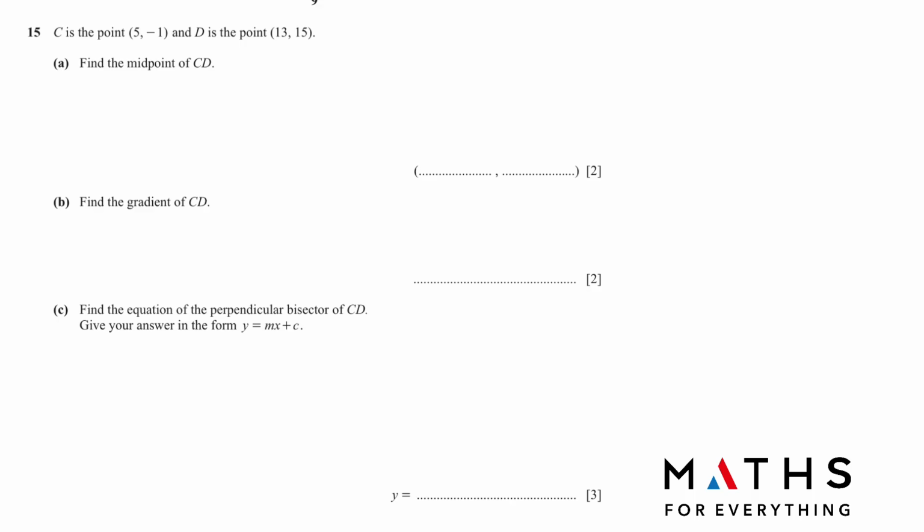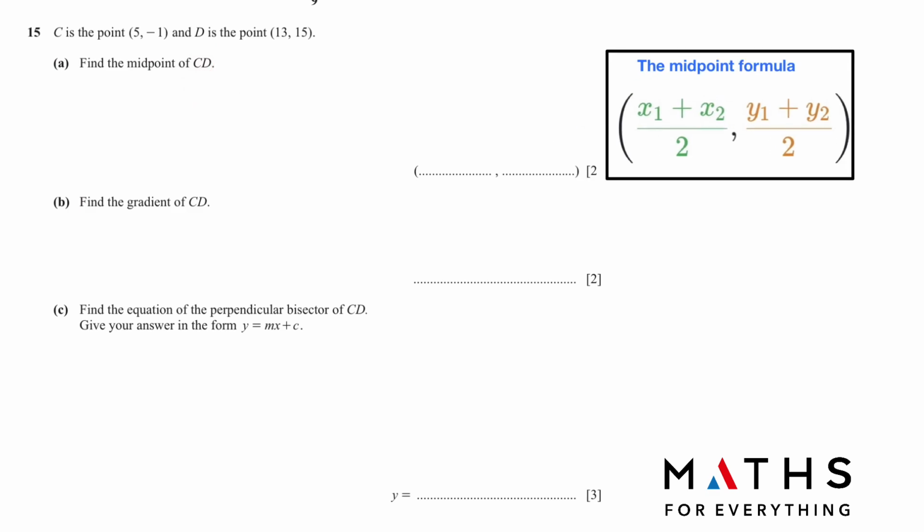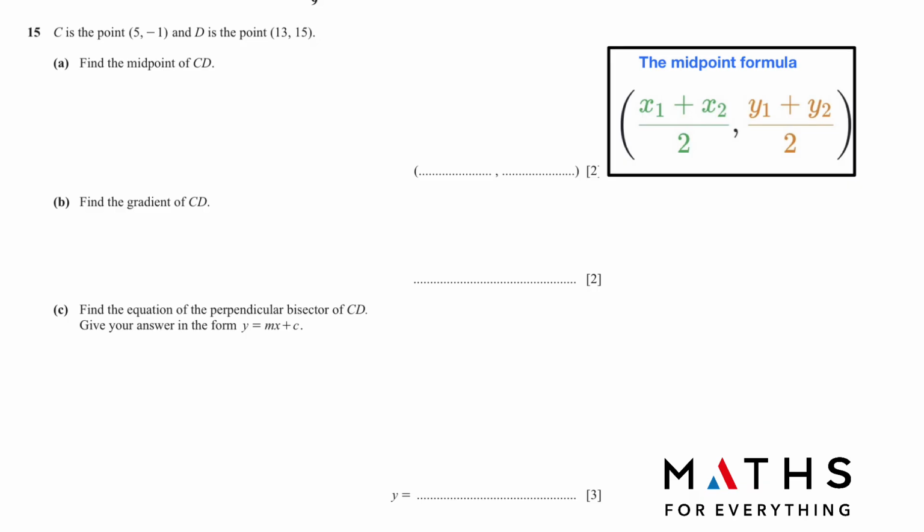Question number 15. C is the point 5, negative 1, and D is the point 13, 15. Find the midpoint of CD. To find the midpoint of CD, we use the midpoint formula, which is we add the x values and divide by 2, add the y values and divide by 2. So 5 plus 13 divided by 2, and negative 1 plus 15 divided by 2. This will give us 9 and 7.